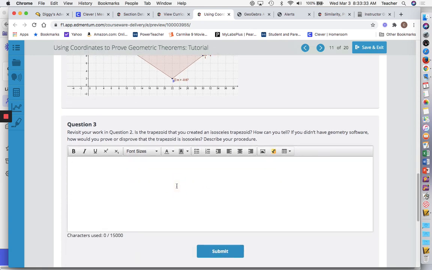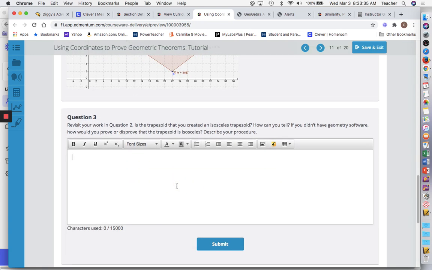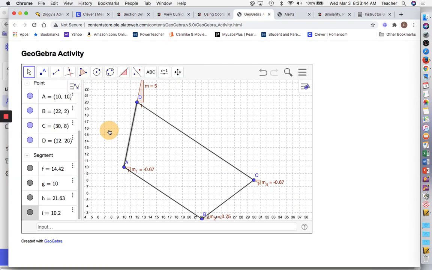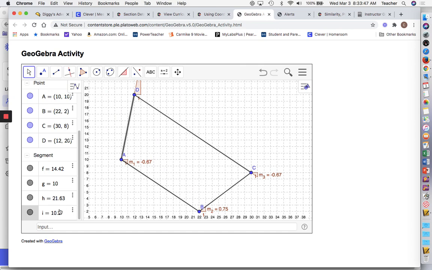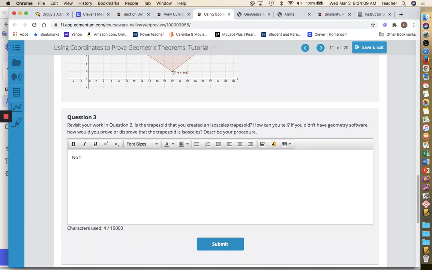Question 3. All right, revisit your work in question 2. Is the trapezoid that you created an isosceles trapezoid? How can you tell? Okay, well, an isosceles trapezoid is when your two legs are the same distance. Now, I see that none of these are the same over here, so this is not an isosceles trapezoid. For that to be isosceles, AD and BC would have to be equal in length. So these would have to either be both 10s or both 10.2s. This is a 10, this is a 10.2. They're not the same number. This is not an isosceles trapezoid.